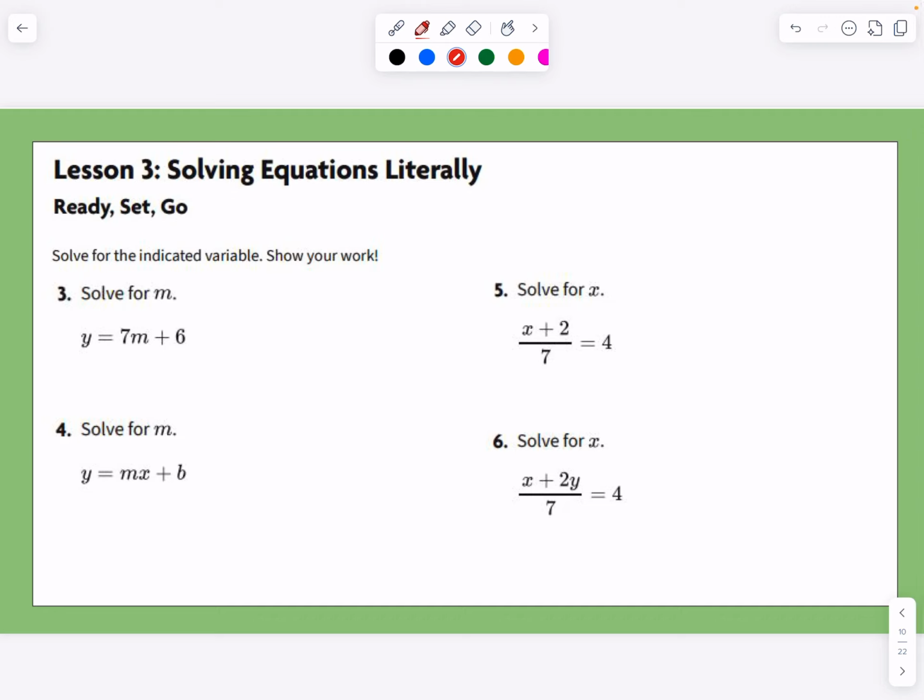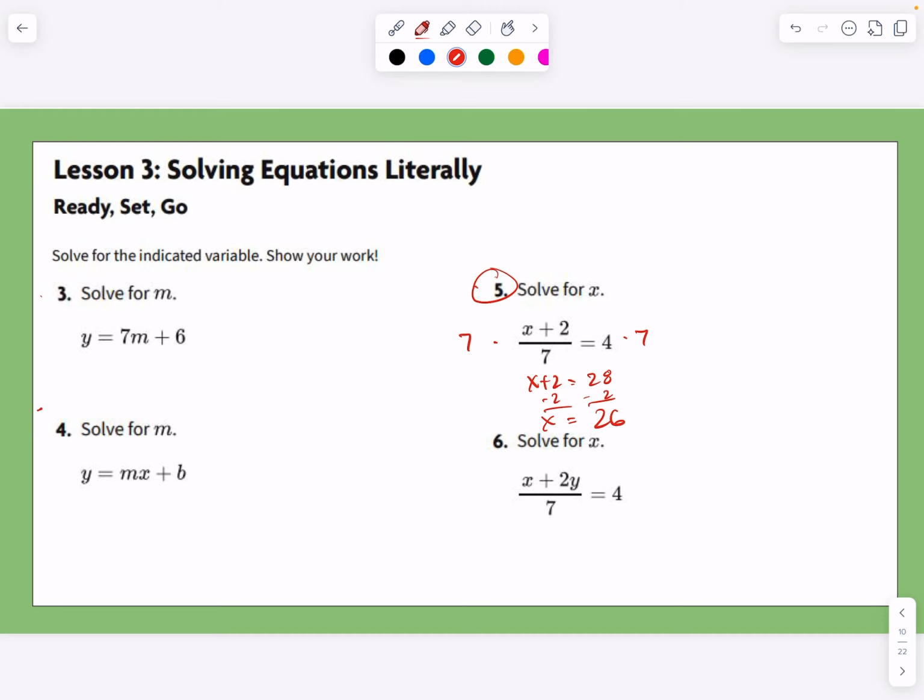Number 3, and 4 and 5 and 6 and 7, it says to solve for the indicated variable and show your work. These are ones I believe you should be able to do pretty well, right? I'm going to go ahead and do number 5 real quick. These ones are straightforward. So I'm going to multiply both sides by 7 to have x plus 2 equals 28. And subtract 2 from both sides, so that x equals 26. That's all they're wanting you to do is just solve it like that.